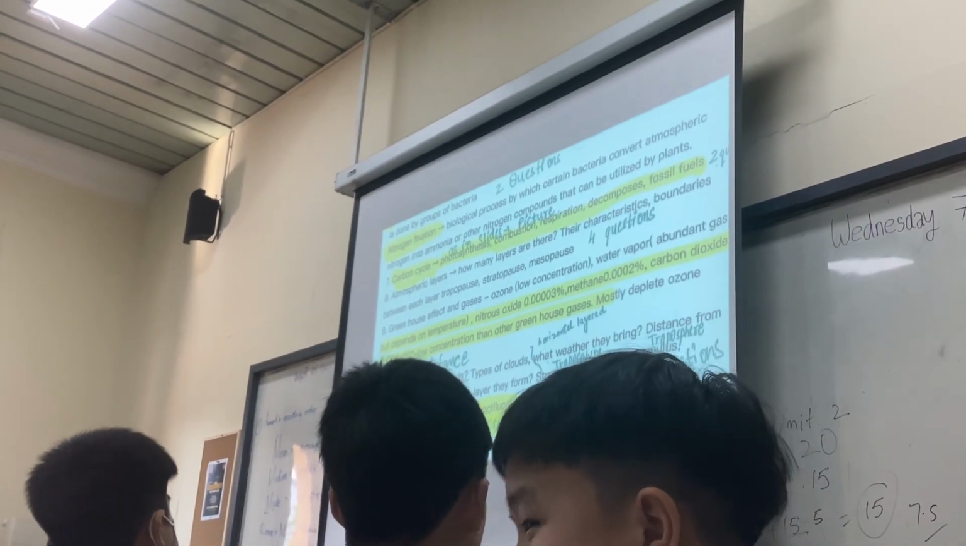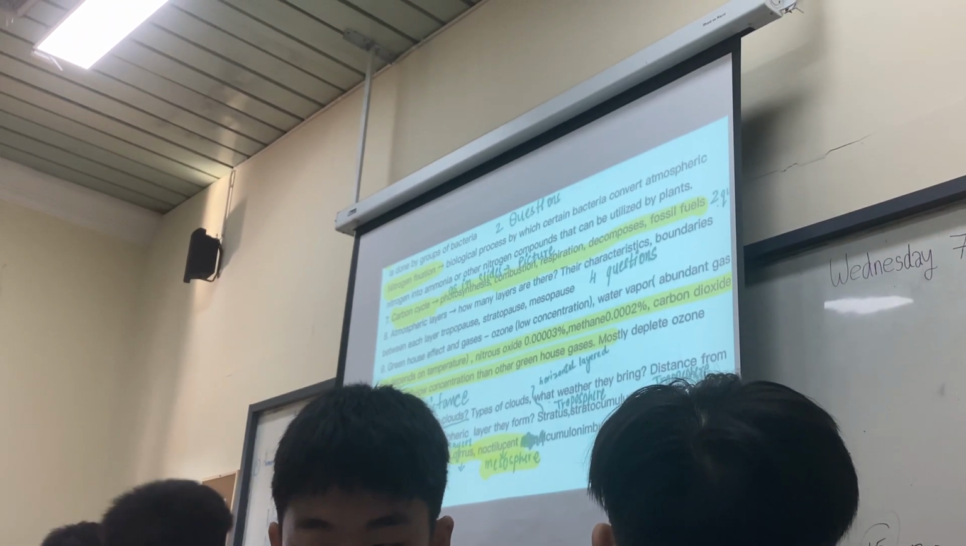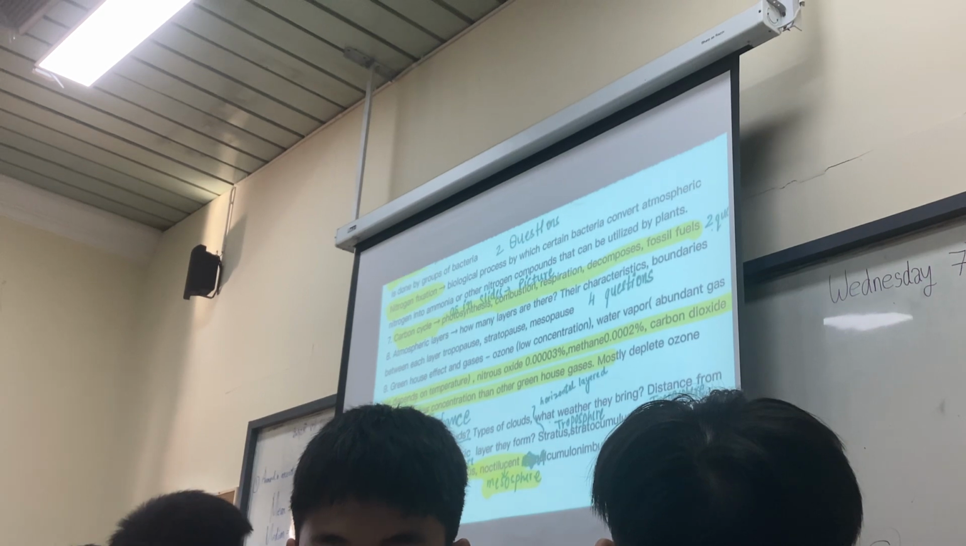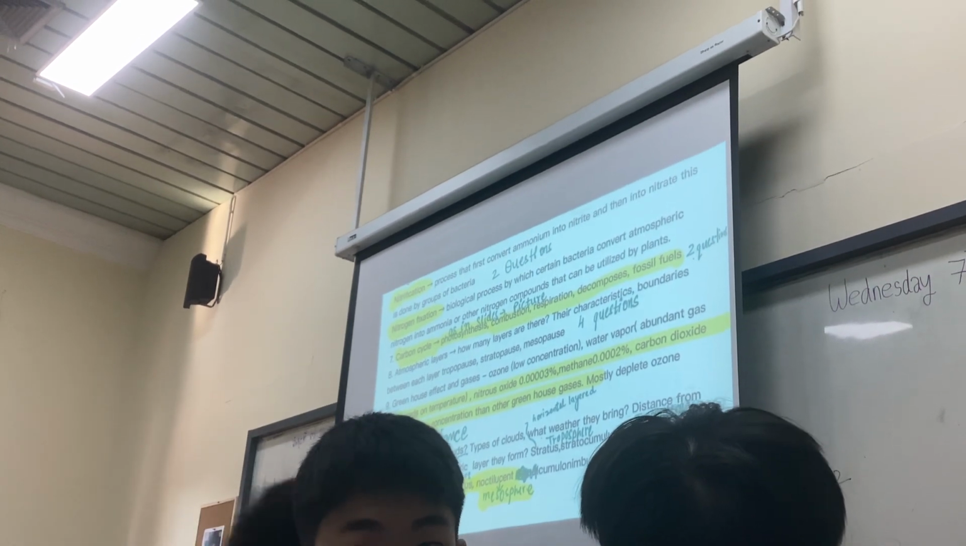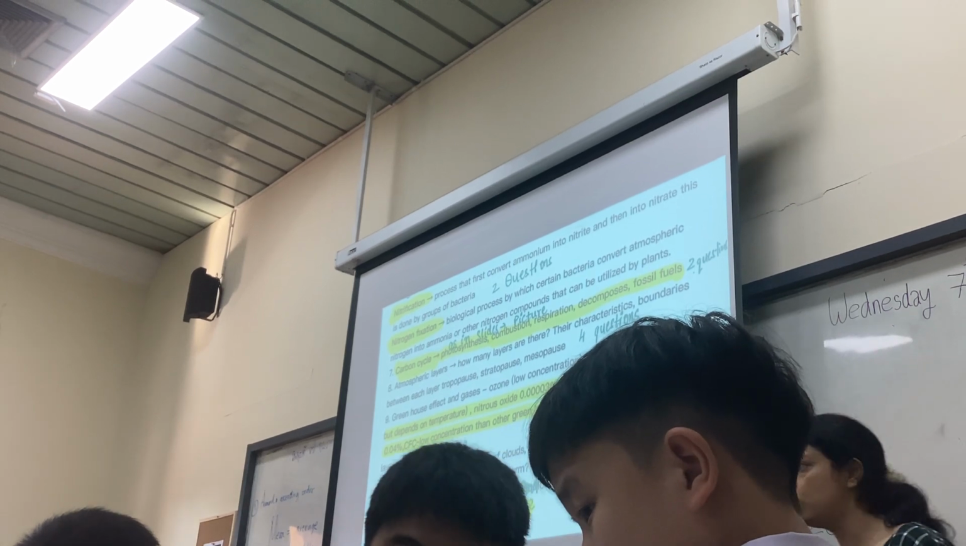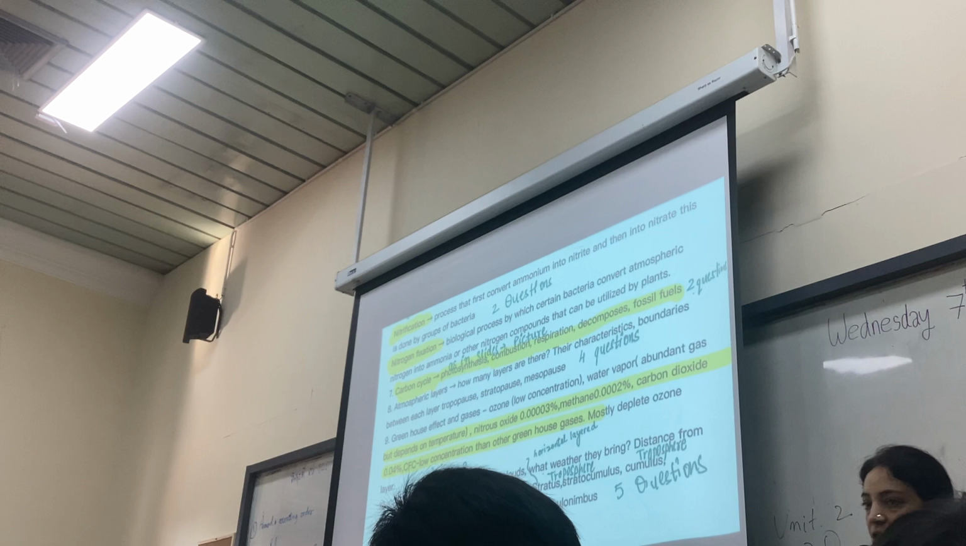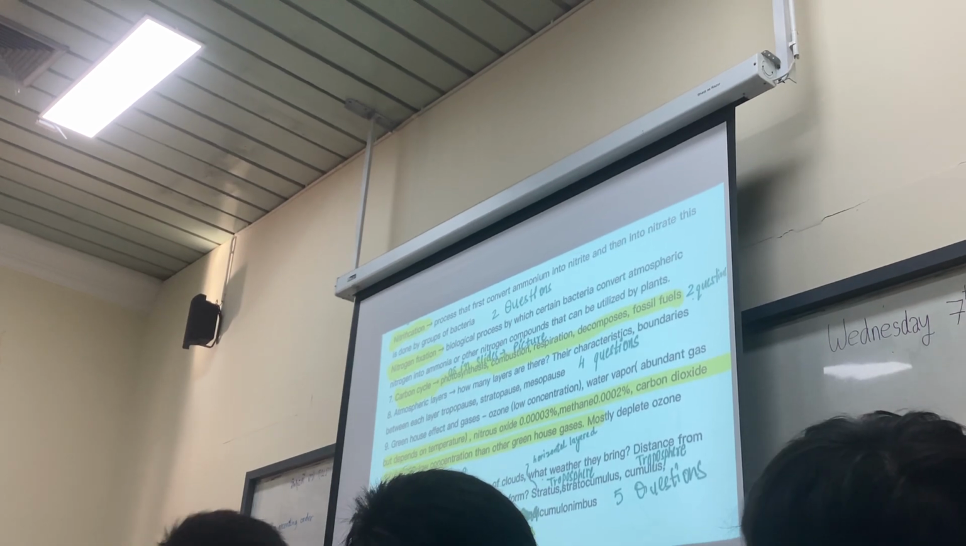It is also a cloud that forms very high in the mesosphere. Okay? If it is a cumulus cloud, what type of weather? Sunny. If it is nimbostratus, it means rainy. Nimbo means rain, stratus means horizontally layered.